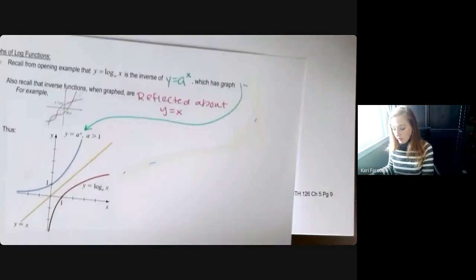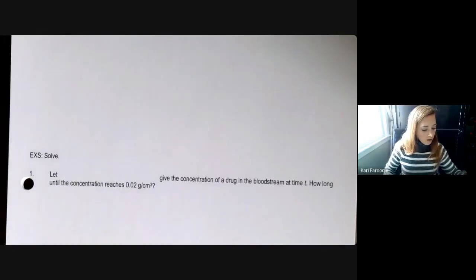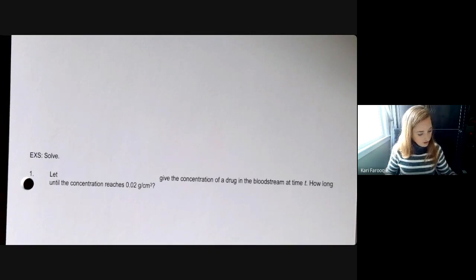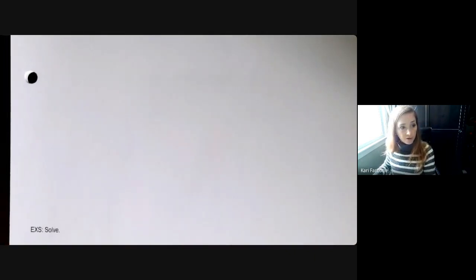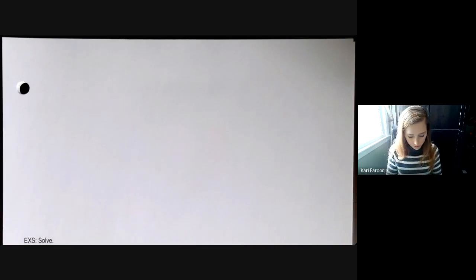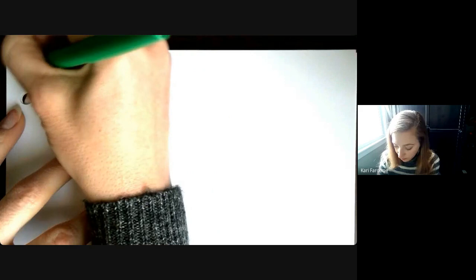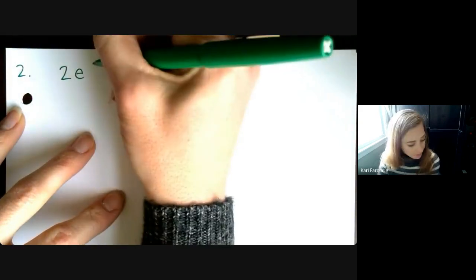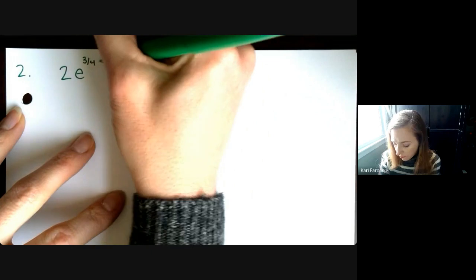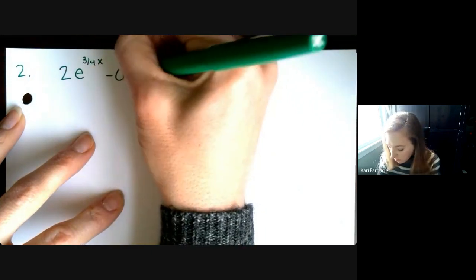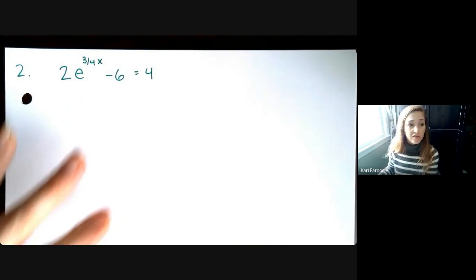All right, so that was one example. All right, wonderful. The next example, let's find... there we go. So this one is... oh, it's example 2 also. e to the 3/4 x minus 6 equals 4. So the x is in the exponent again.